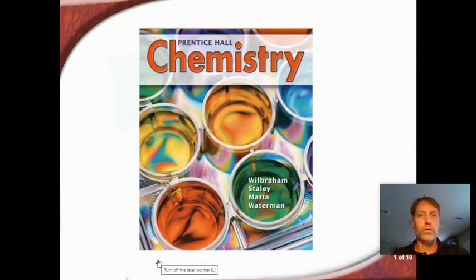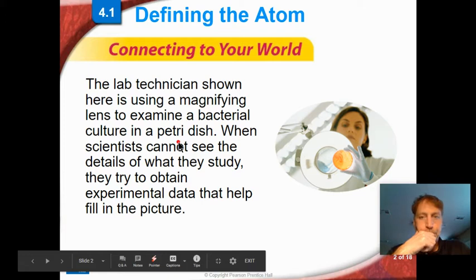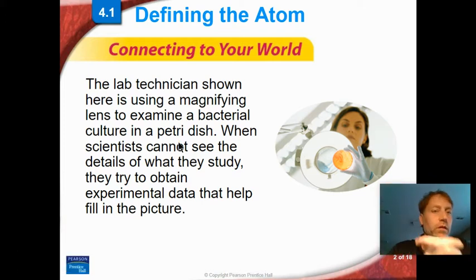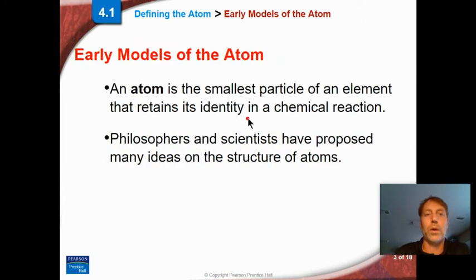We are going to do chapter 4, section number 1 today. We're going to learn a little bit about the atom. So the atom is the essential element. When a lab technician uses a magnifying lens to understand a lab culture, what they can't see, they try to use devices called microscopes, which I know you're familiar with, to get experimental data. To magnify something that is smaller, we need to use tools to explore the atomic world.